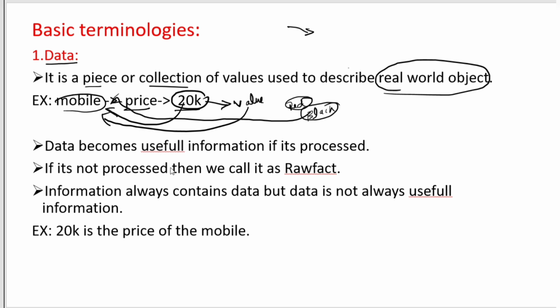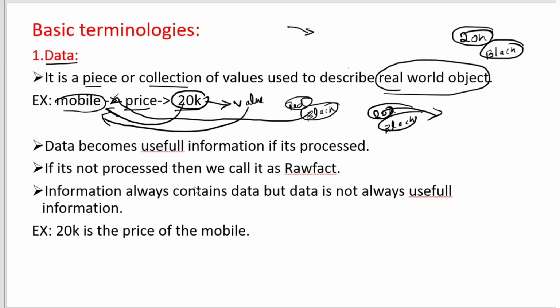Data becomes useful information if it is processed. That means if it is not processed, then we call it a raw fact. Here, 20k, black, everything is a raw fact. It's not conveying anything to the user. If we just say 20k, no one is going to understand what you mean by this 20k. Or if you simply say black, no one will understand what you mean by that black.